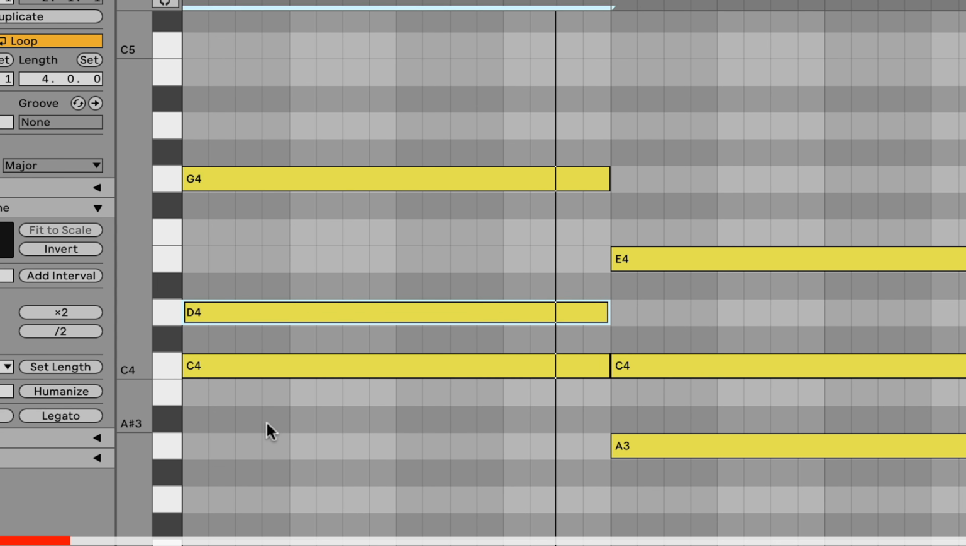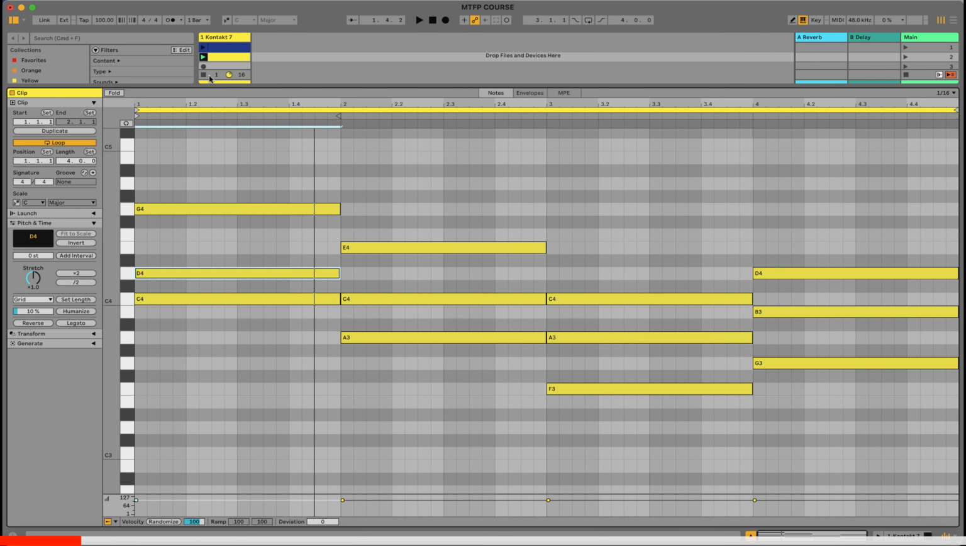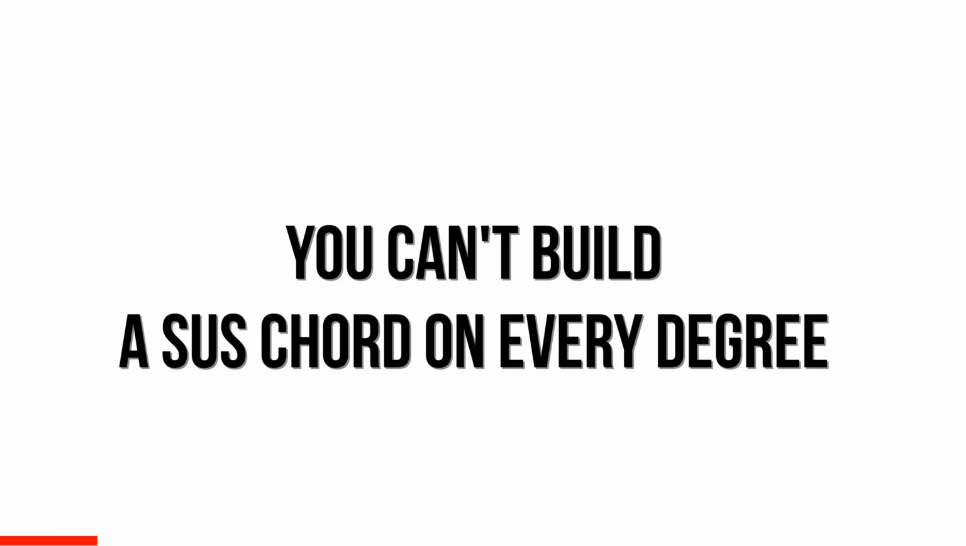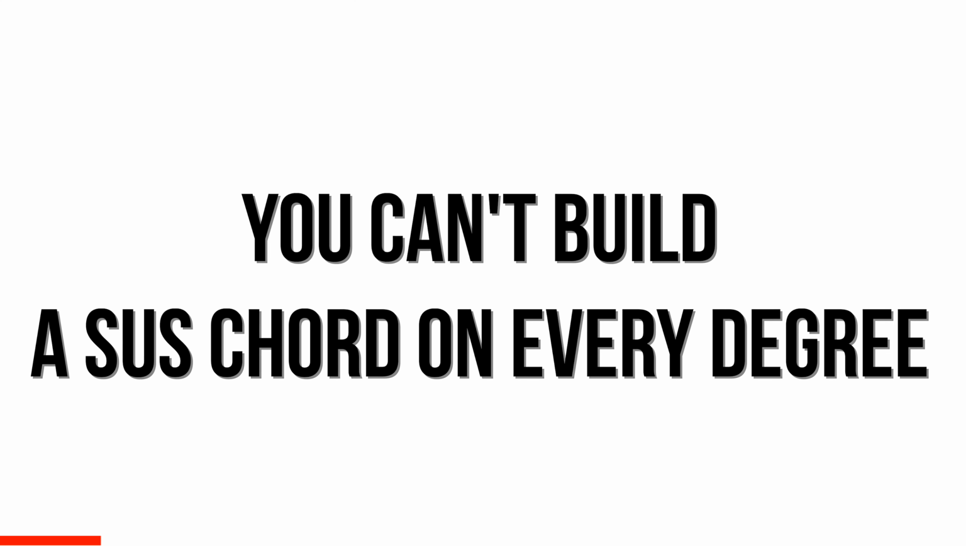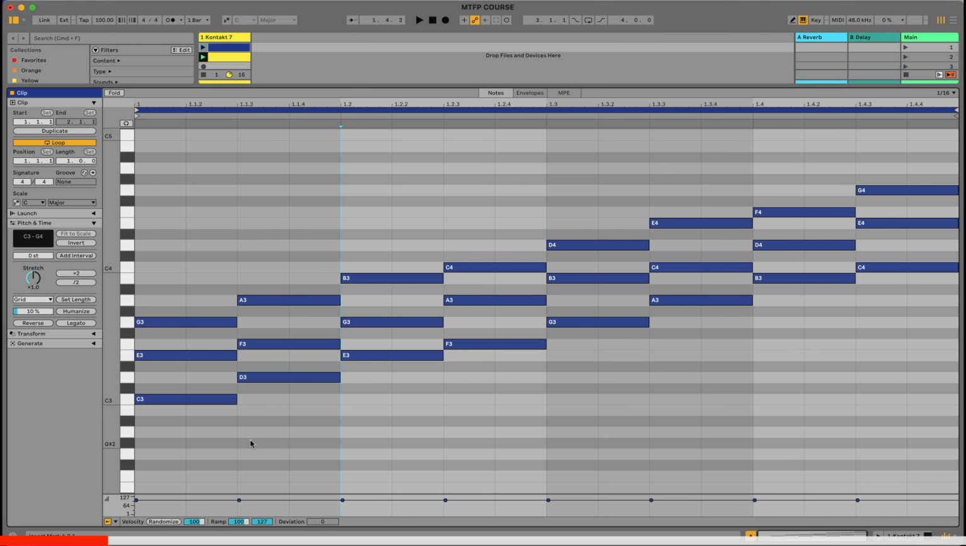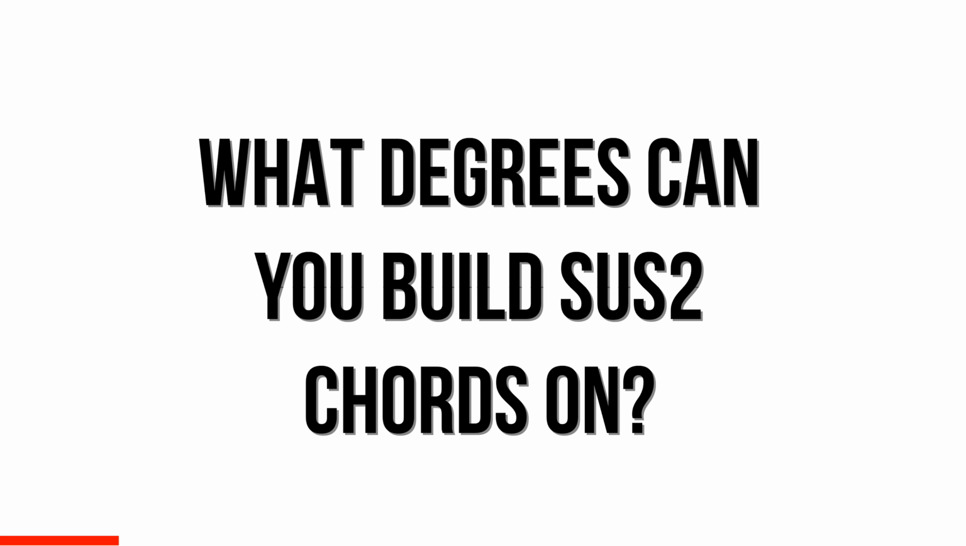That actually sounds way sweeter than a normal major chord, doesn't it? Well, let's go back to this MIDI clip over here where I've got all the chords of C major laid out. Now, one thing that is really important to understand about sus2 chords is that you can't build a sus2 chord on every single degree of a specific scale. In this case, obviously, it is the C major scale.